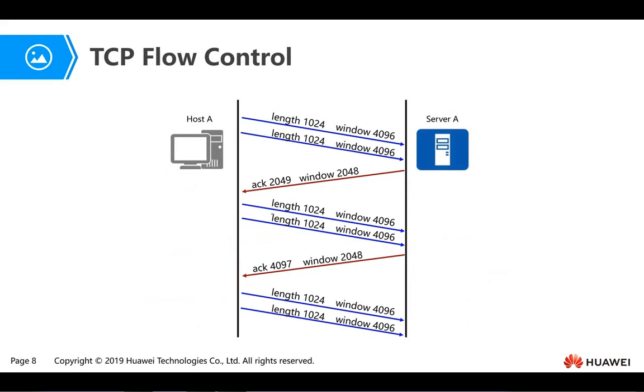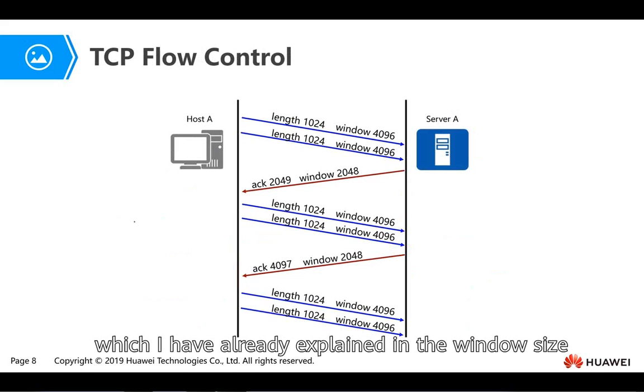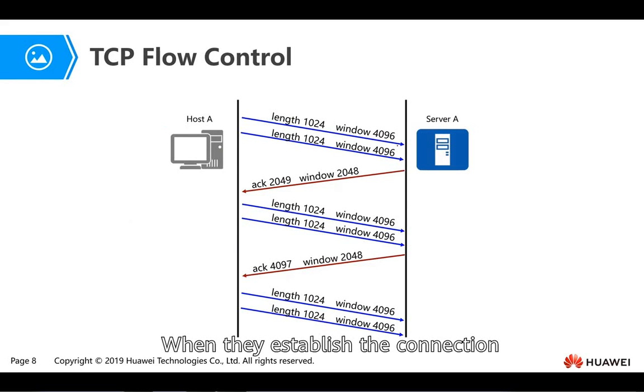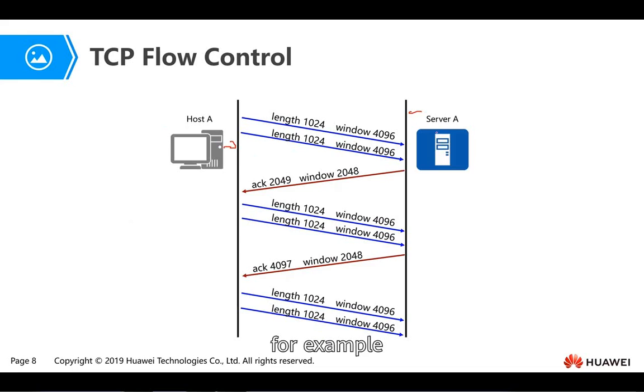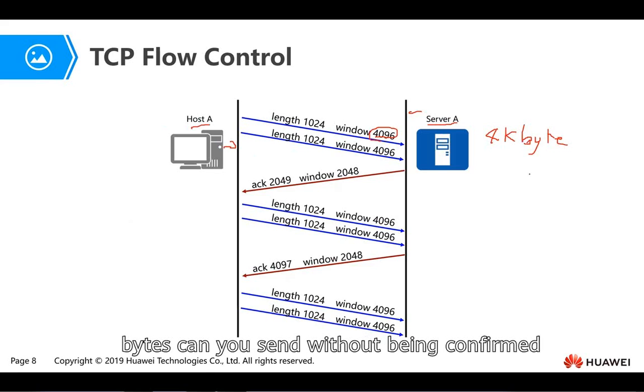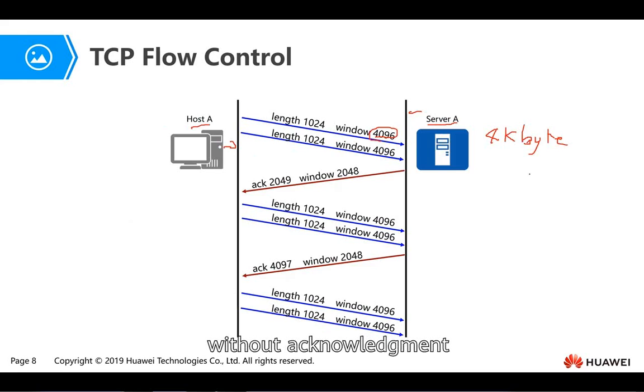Yes, the flow control I have already explained with the window size. When they establish the connection, the two sides inform each other of the window size. For example, server A has informed host A, my window size is 4 kilo. 4 kilo means 4 kilobytes. So that is how many bytes you can send at once without an acknowledgement.